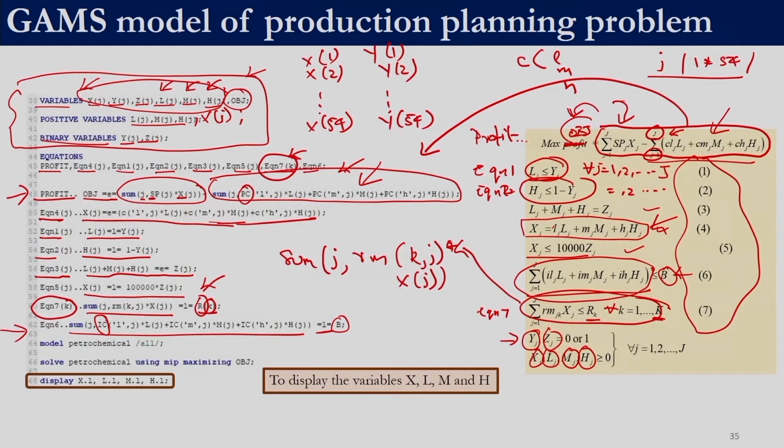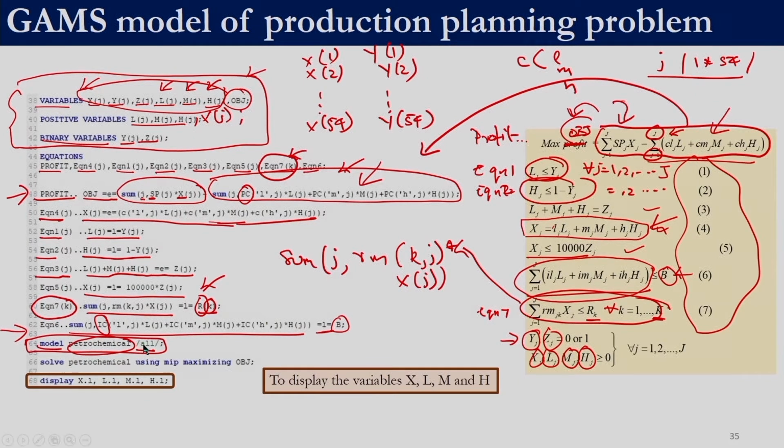Now we need to construct the model. We use the keyword model, and the name of the model that we are giving is petrochemical, and we want to include all the constraints which we have written. So within two slashes we write the word ALL and end it with a semicolon. This line will help us to construct the model.